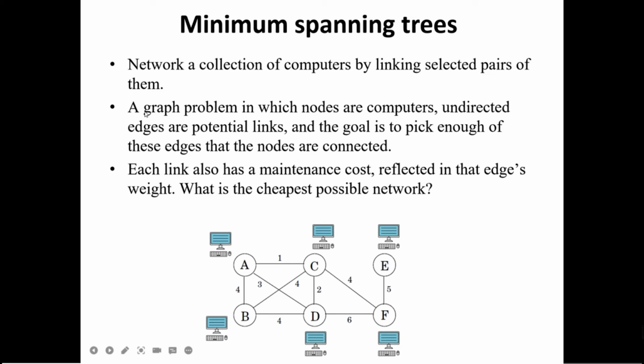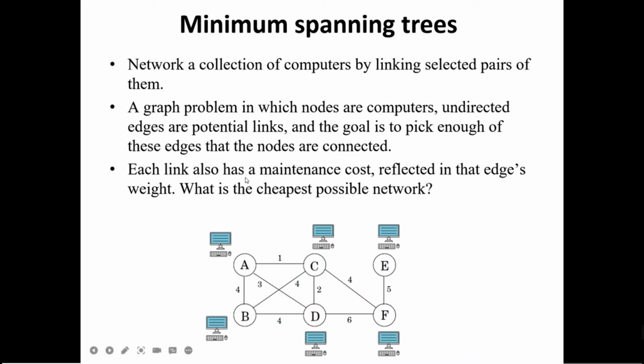So we can see a graph problem. This is actually a graph problem. It means that the nodes are computers, and these cables or these links could be undirected edges between the different nodes. It means we use some cables. Cables means links, and this is the distance among different computers. And the goal is to pick enough of these edges so that the nodes are connected.